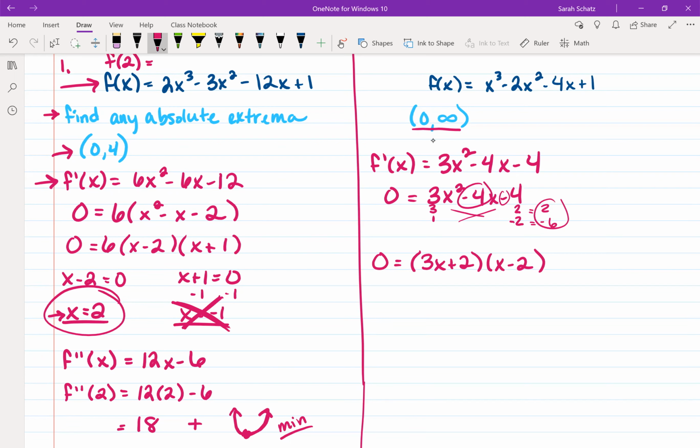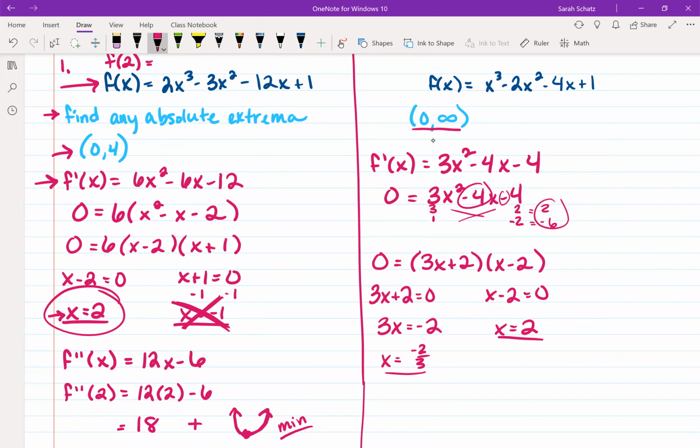Now that I've factored, same process as before, I set both of these factors equal to 0 to find my critical points. For this one, if you subtract 2 on both sides, you'll get 3x equals -2, and then divide by 3, you get negative 2/3. Over here, if you add 2 to both sides, you get x equals 2. Here are your 2 critical points.